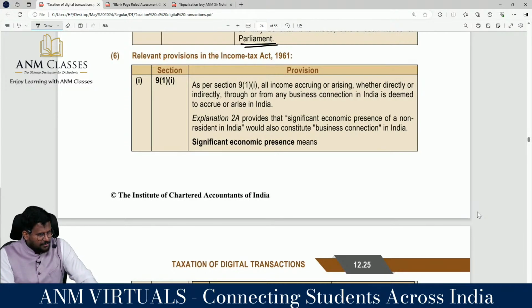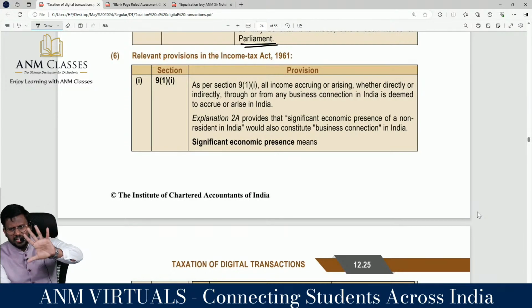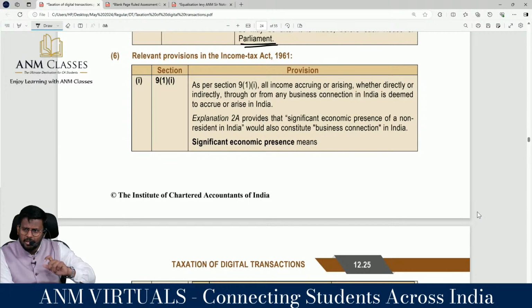Correct? So, section 5 is the scope of total income. Section 6 is residential status. Section 7 is income deemed to be received. Correct? Section 8 we have not discussed. Section 9 is for non-residents, income accruing or arising. So first, the taxability is what we need to discuss.